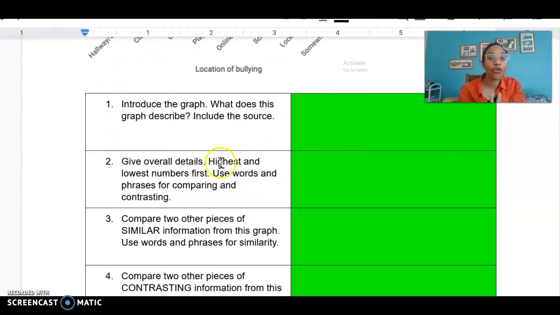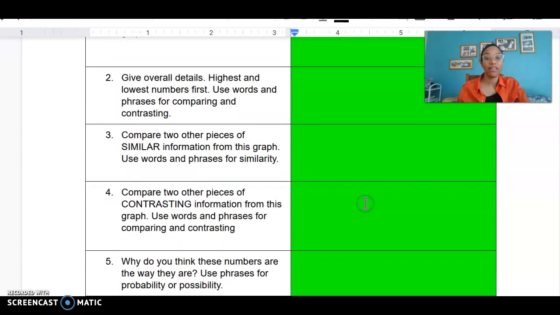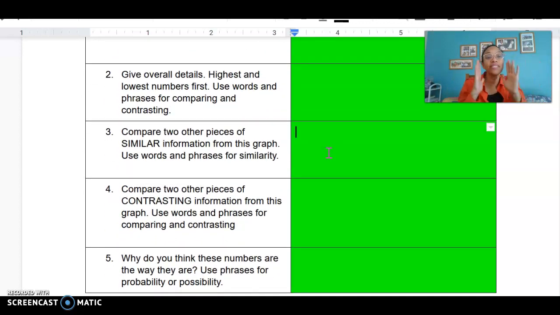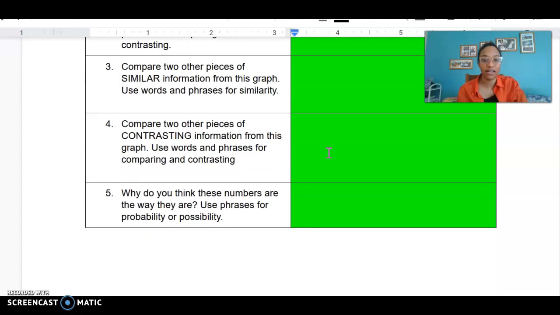You're going to give overall details, the highest, the lowest, use phrases for comparing and contrasting. Go back to your PowerPoint to figure out what those phrases are. Then you're going to compare 2 pieces of similar information. Use words and phrases for similarity. Next, you'll compare 2 pieces of contrasting information. Use words and phrases for comparing and contrasting. Finally, you're going to give us some idea of probability. What do you think explains these numbers? Why do you think they are the way they are?